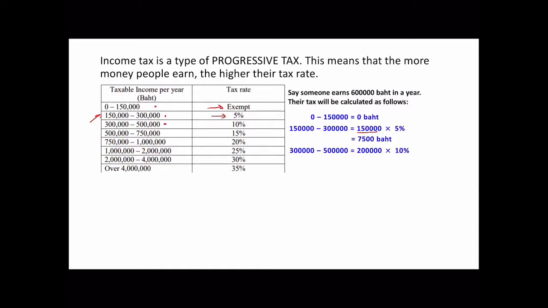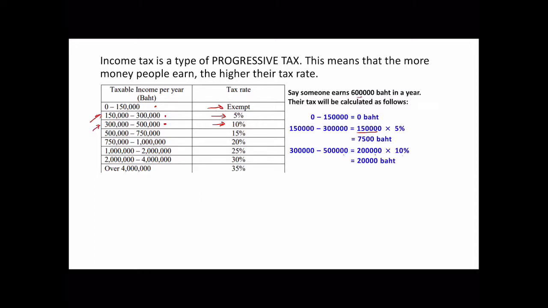So in this bracket here, 300 to 500,000, that is 200,000 baht in that little bracket there, and on that they would have to pay 10%. So for that 200,000 baht, 10% of that goes to tax, so it would be 20,000. Okay, we're only up to 500,000. This person got 600. We need to keep going.